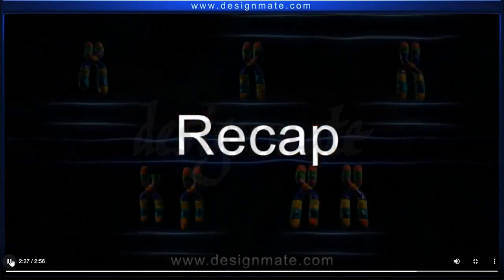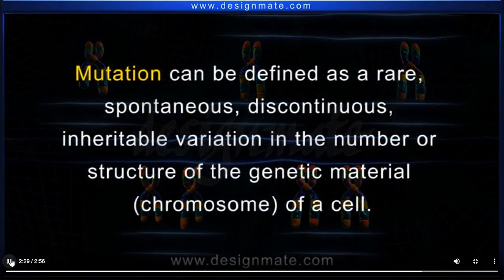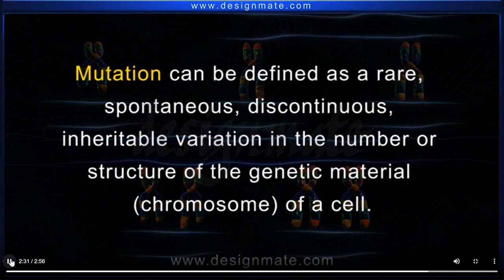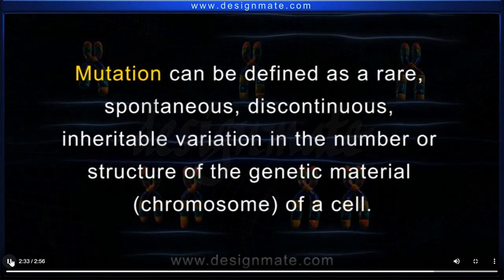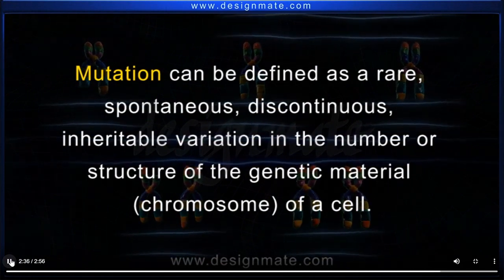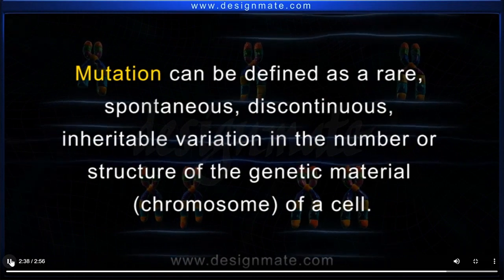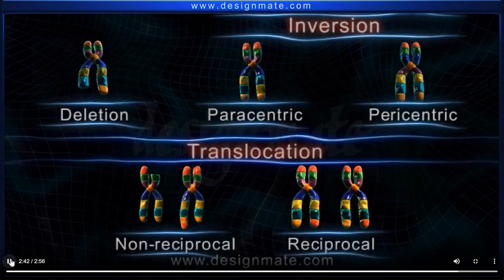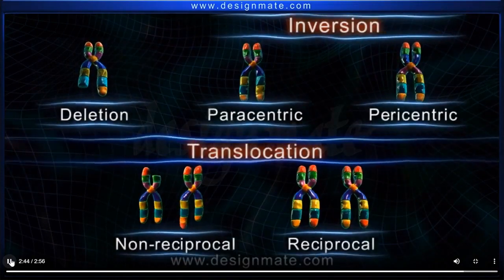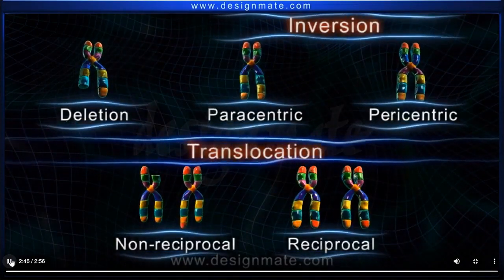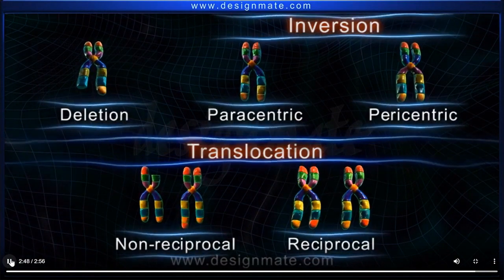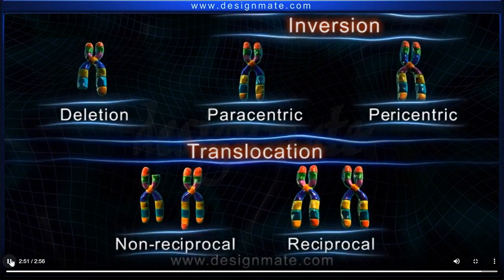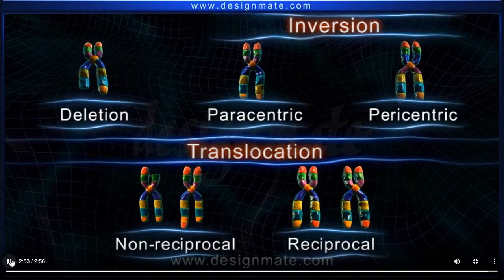From a quick recap, we can understand that mutation can be defined as a rare, spontaneous, discontinuous, inheritable variation in the number or structure of the genetic material, chromosome, of a cell. There are 5 types of mutations, which include deletion, paracentric inversion, pericentric inversion, reciprocal translocation, and non-reciprocal translocation.